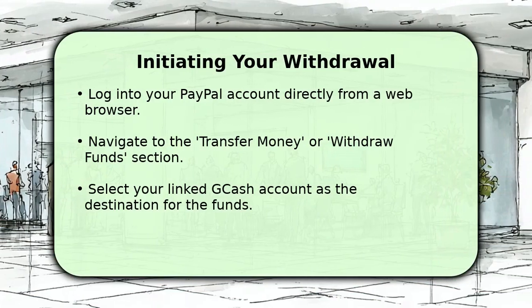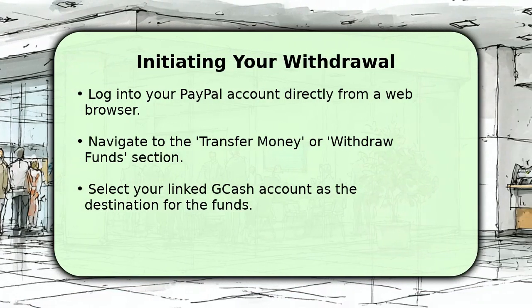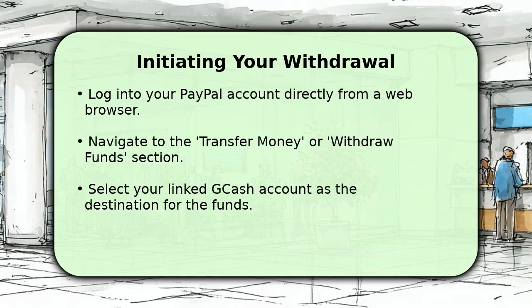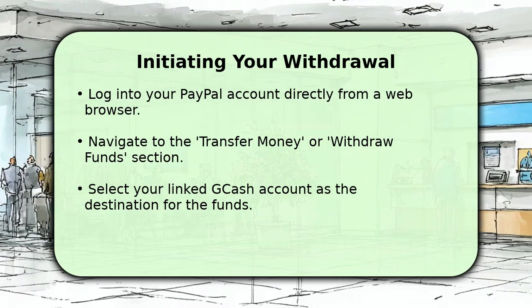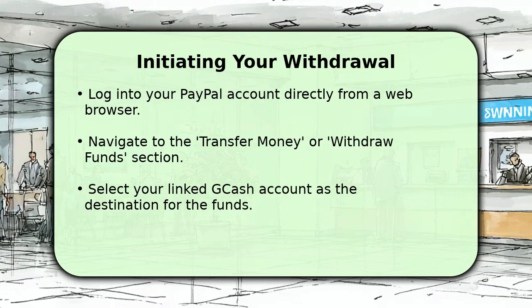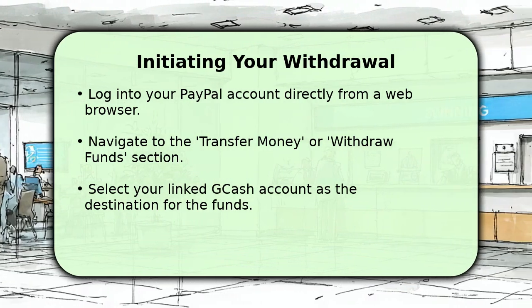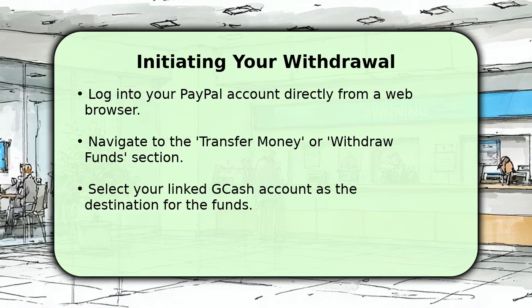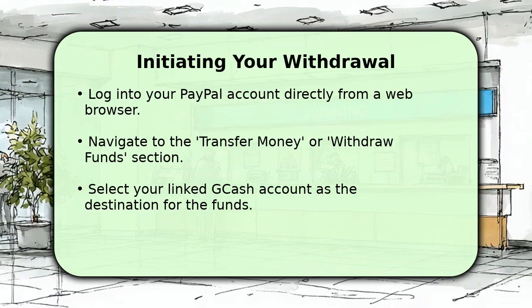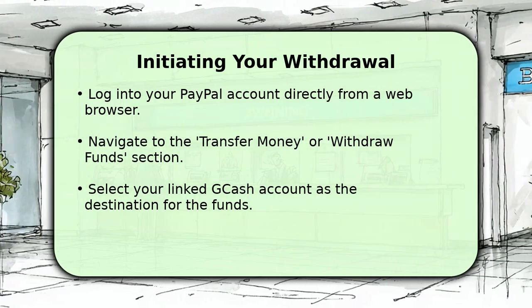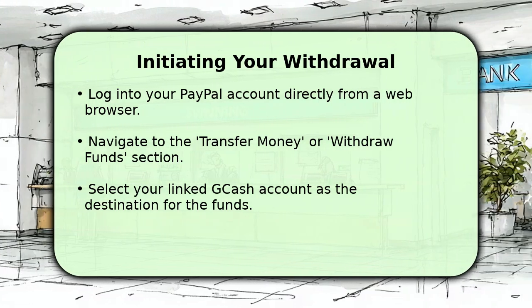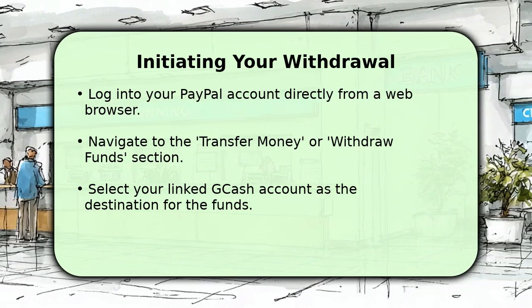Once your accounts are linked, log into your PayPal account through a web browser on your computer or mobile device. Look for the Transfer Money or Withdraw Funds option. Then, select your linked GCash account from the list of available bank accounts or wallets. Enter the amount you wish to transfer, making sure it is within your available PayPal balance.